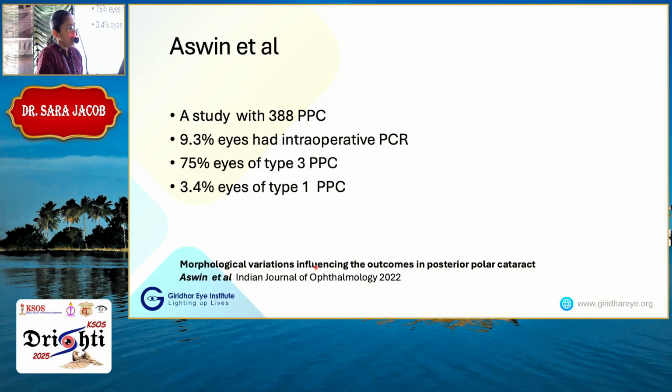Ashwin et al. have done a large study of 388 posterior polar cataracts, and they found that with the Daljit Singh classification, 75% of eyes with type 3 had intraoperative PC rent, while only 3.4% of eyes with type 1 PPC had an intraop PC rent.